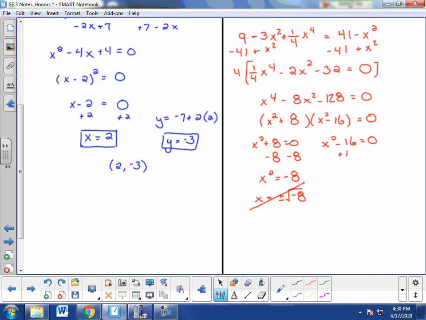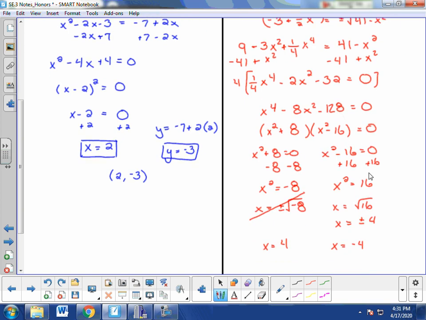Then on the right, I'm going to add 16 to both sides. x squared equals 16. Then square root, so x equals the square root of 16. So x equals plus or minus 4. So what I'm getting here is two answers for x. x equals positive 4 and x equals negative 4.